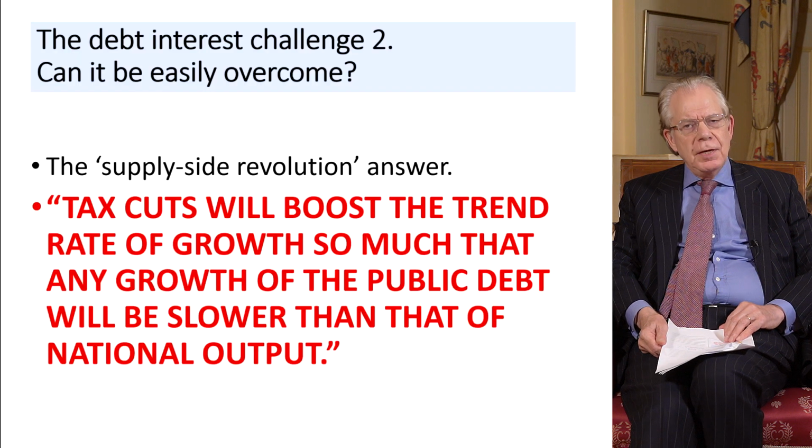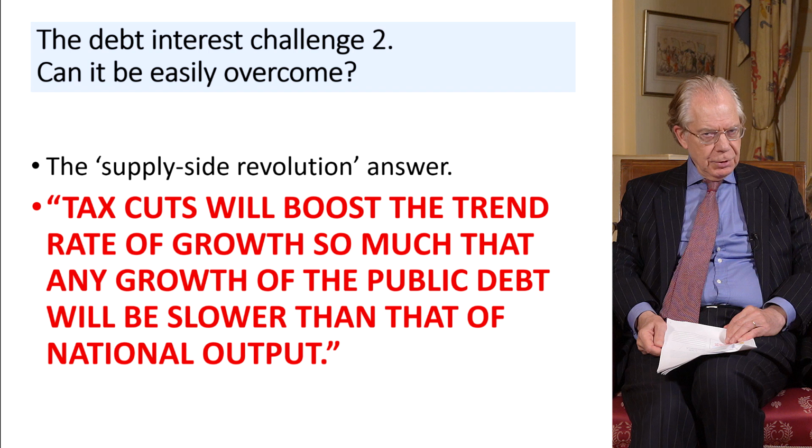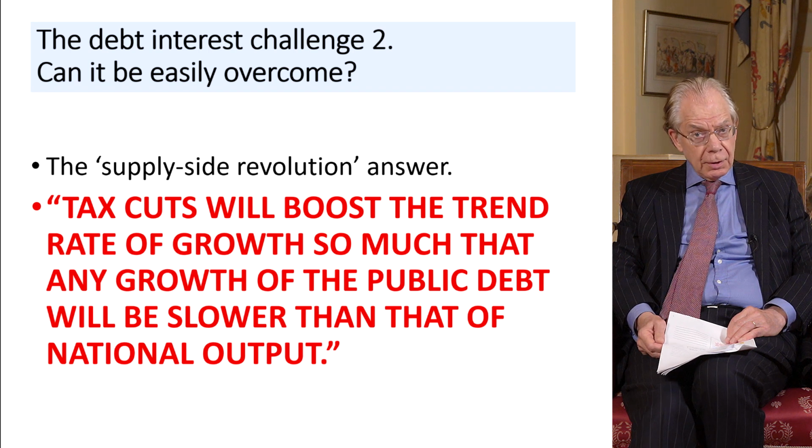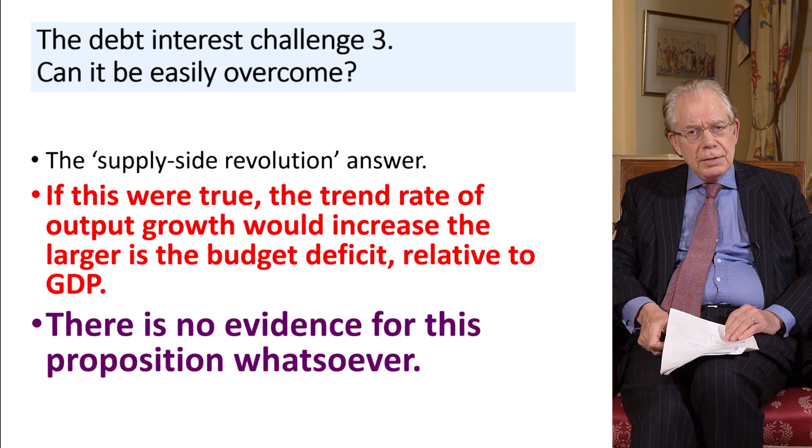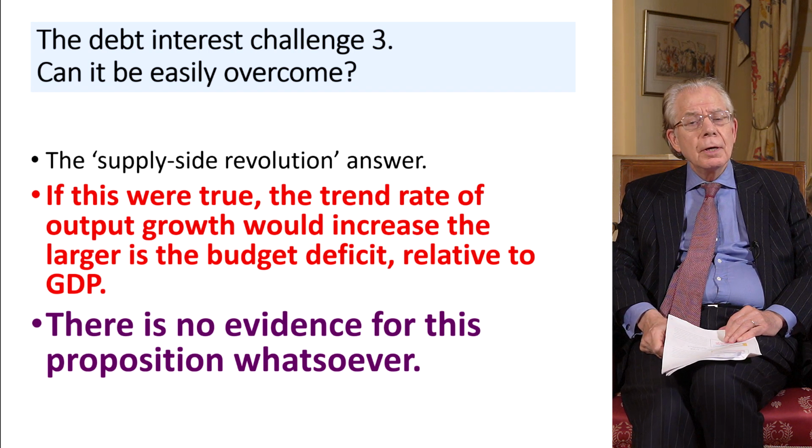The other way of trying to deal with this problem is a kind of theory, a kind of hypothesis that is associated with supply-side economics in the United States. According to this theory, if taxes are cut, this will boost the trend growth rate of the economy so much that this will lead to buoyancy in tax revenues and keep the budget deficit down. Now, this idea has been peddled to Liz Truss, the Prime Minister, and also to Kwasi Kwarteng, the former Chancellor of the Exchequer.